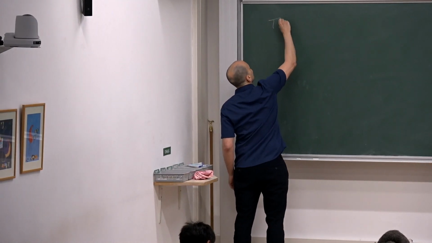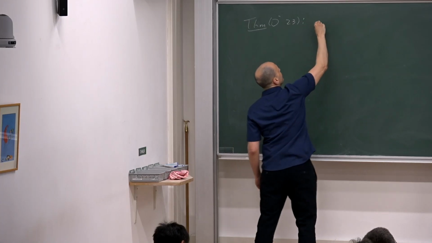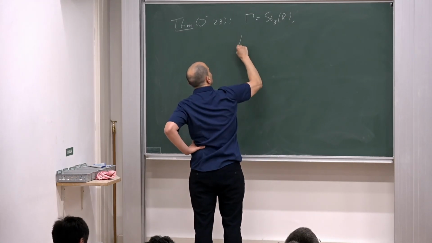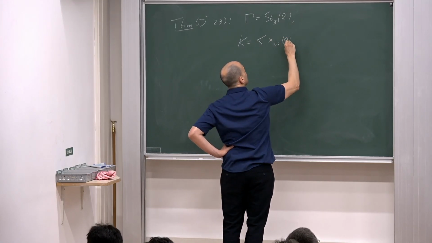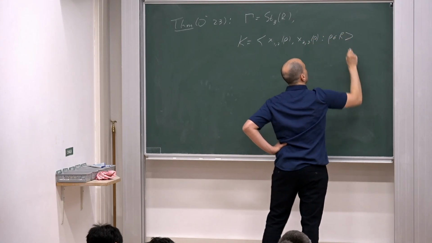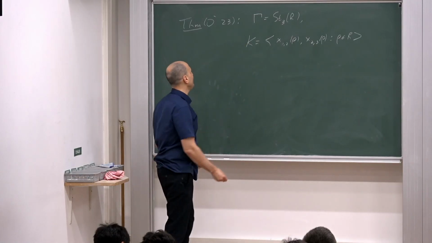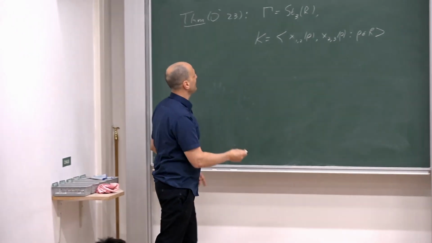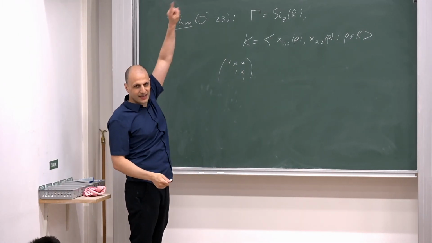So here's the theorem. Again from '23. It says the following. Let's take Gamma to be ST_3(R). And let's take K to be the group generated by x_12(p) and x_23(p), where p is in my ring. And okay, we want generality, but it's easier to draw matrices. I want this in the context of the universal lattice.